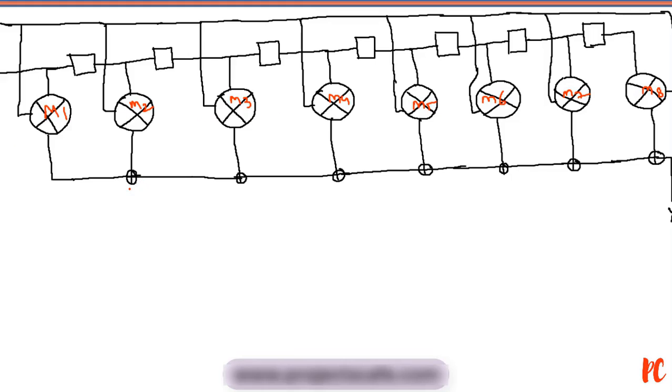I'll name these adders as A1, A2, A3, A4, A5, A6, A7. For an 8-tap FIR filter, we'll be having 7 adders, 7 delay elements and 8 multipliers. This is my first delay, second delay, third, fourth, fifth, sixth and finally D7.